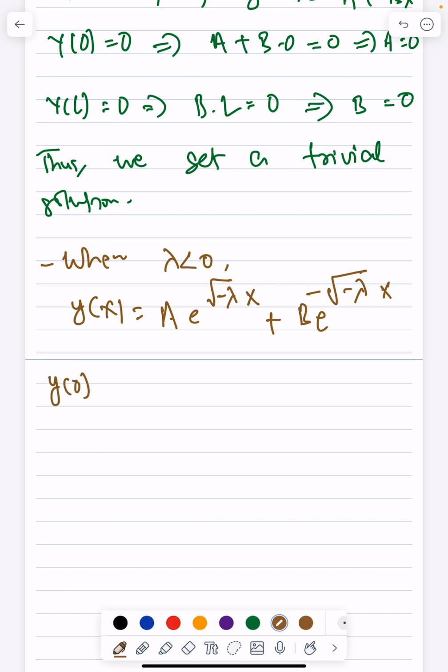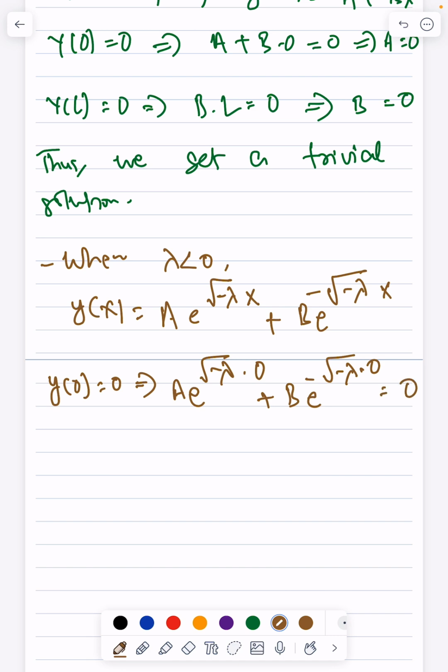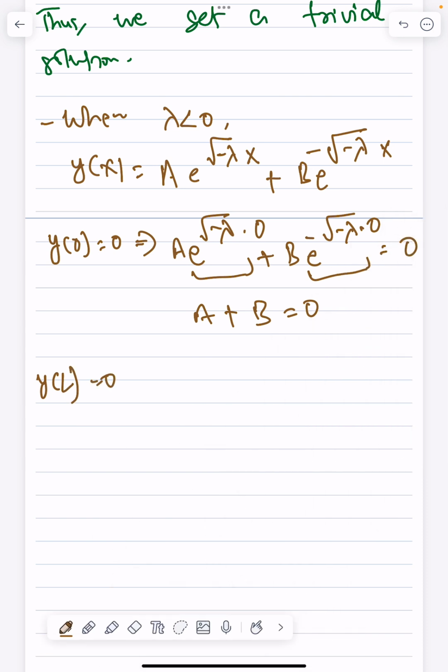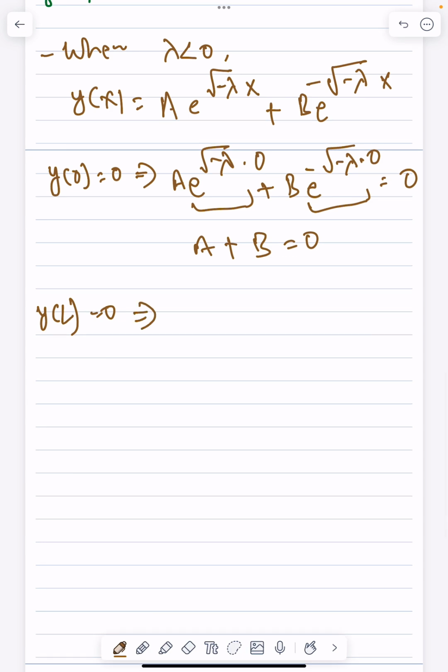Now our first boundary condition, y of 0 equals 0. Then we just get a, now 0 plus b e to the, now this part just goes to 1, this part also goes to 1, so we get a plus b equals 0. And let's look at y of L equals 0. Then we get a e to the power of square root of negative lambda L plus b e to the power of negative square root of negative lambda L equals 0.